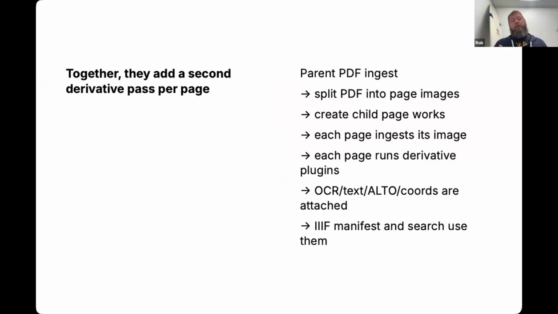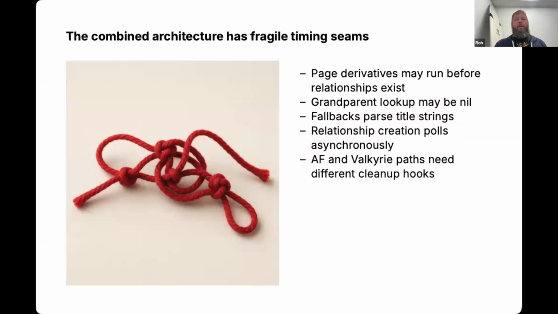So together, IIIF print and the derivative rodeo split the PDF into pages, create child works, OCR them, all this good stuff. All right. The combined architecture can be really fragile. I just went through a lot of different steps and possibilities, and that is the big thing that I want to talk about. So I'm going to talk about some of the things we could do potentially to simplify, but I then want to hear from you all about what is important to you and what are the things that we could fundamentally work through.